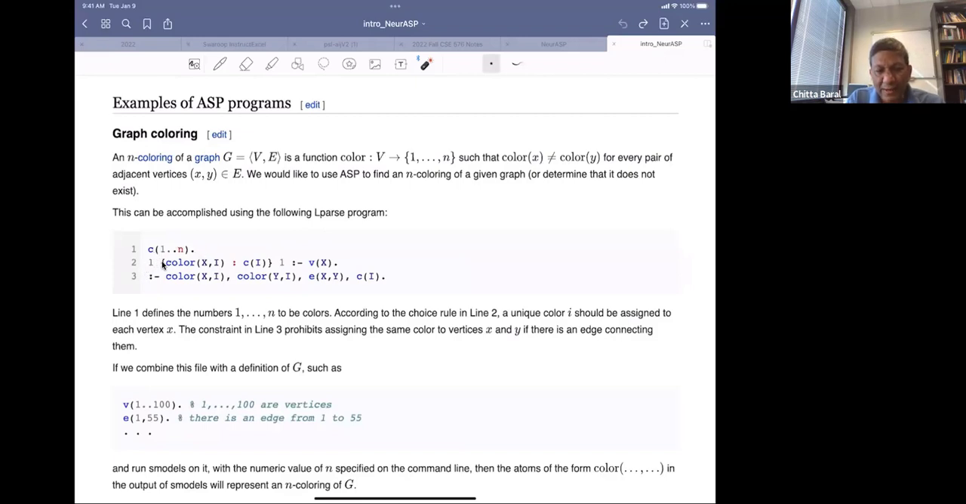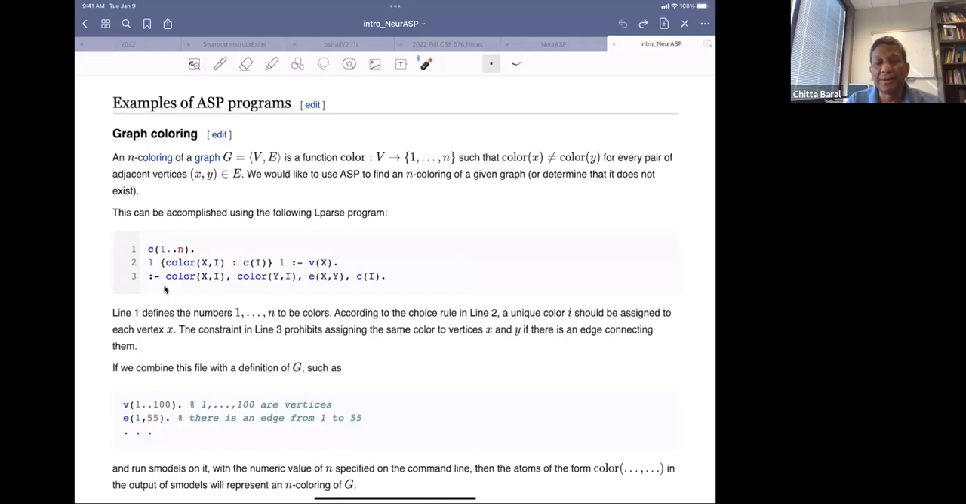Now this one is the choice rule saying for each vertex X, it can have exactly 1 color. This is the notation of saying for each vertex X, the set of colors C such that C is a color, ranges from this set, has only 1 element. So the size of this set is between 1 and 1. That means exactly 1 element. So what it does is, for each vertex, it assigns a color.